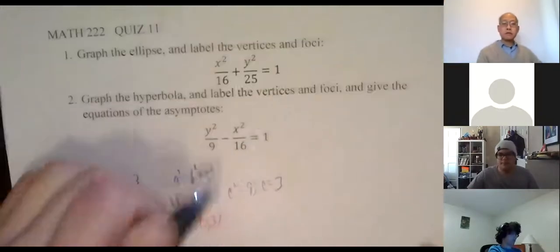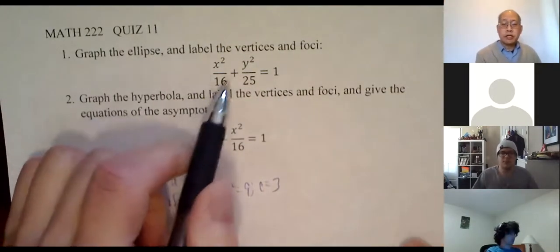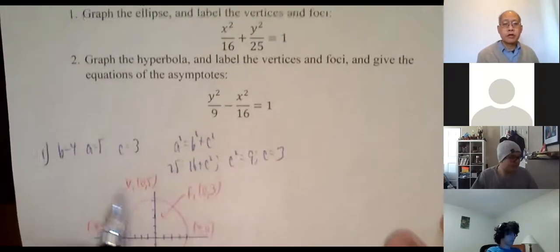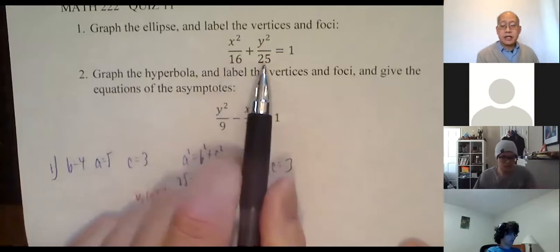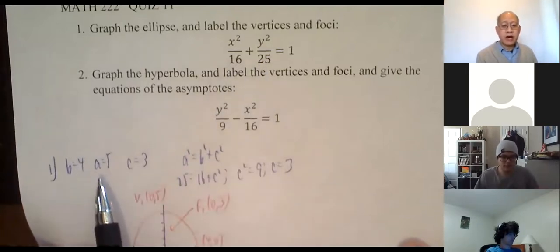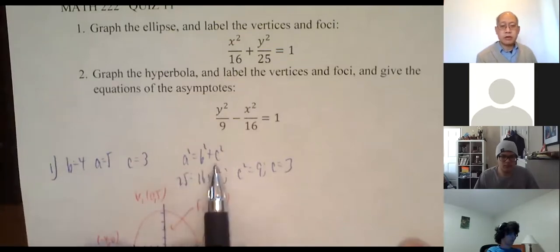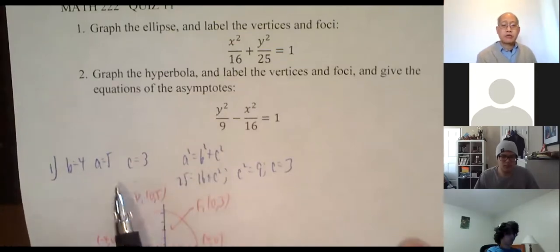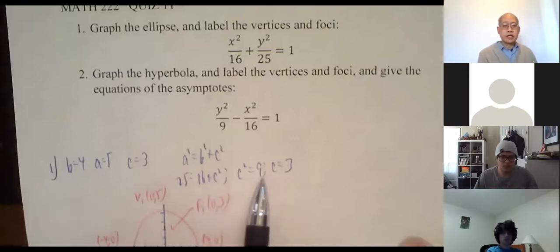Okay, the quiz. It's now too late to submit a quiz. X squared over 16 plus y squared over 25 equals 1. So B is 4, the number underneath the x. A is designated as the larger number. A is 5. So this is a 3, 4, 5 situation. A squared equals B squared plus C squared. A squared is 25, B squared is 16, C squared is 9. C is 3.